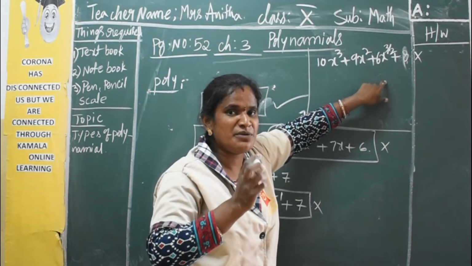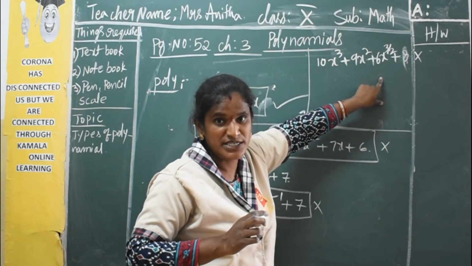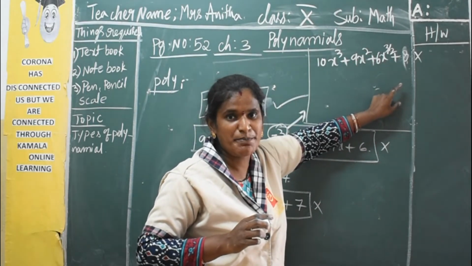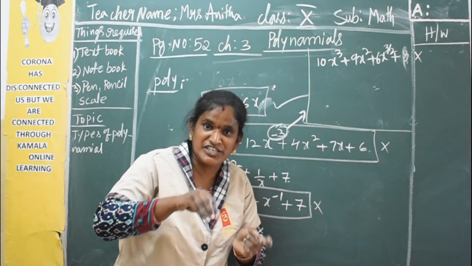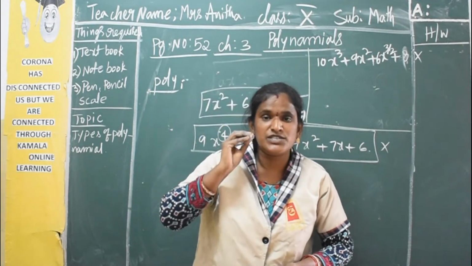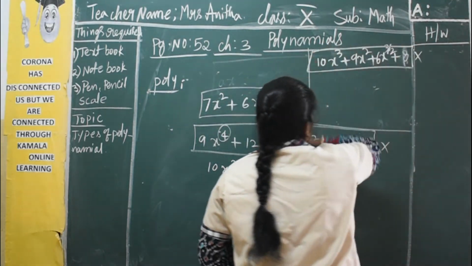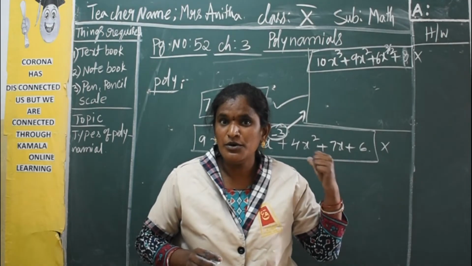Free from the fraction means it is a polynomial, but it is not free from the fractions. 3 by 2 is there in the power place. 3 by 2 means a fraction is there in the power place. So if a fraction is there, it is not a polynomial. Got my point, children, everyone? So it is not a polynomial.